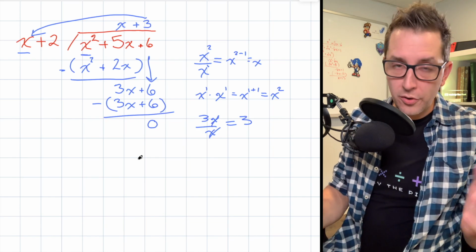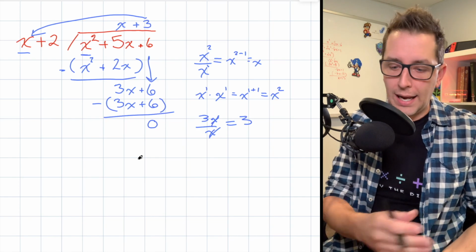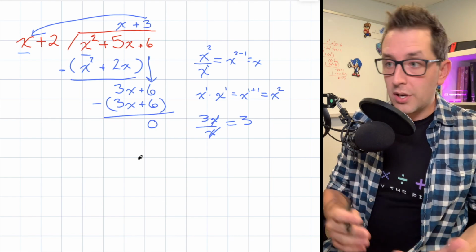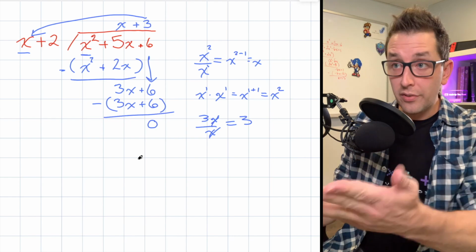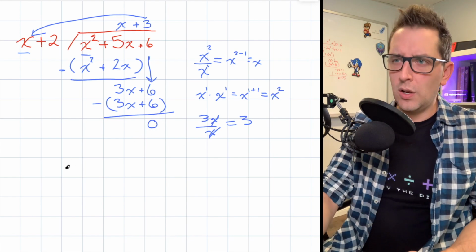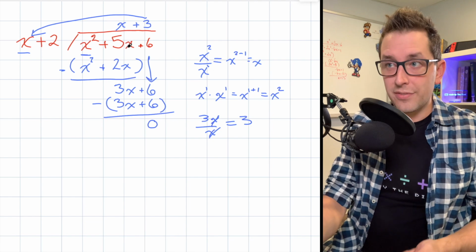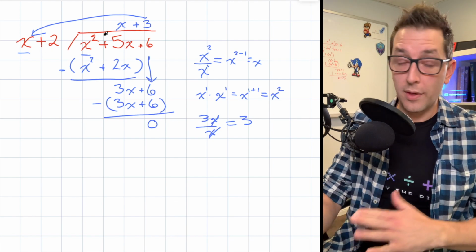Now, sometimes when we do division in general, we end up with what's called a remainder. That's what's left over after we do the division, right? Not every number is divisible by every other number cleanly without a remainder. In this case, we actually got a remainder of 0. So what that tells us is that when we take x squared plus 5x plus 6 and we divide by x plus 2, we get x plus 3 without any remainders.